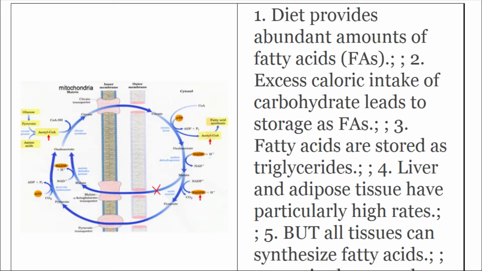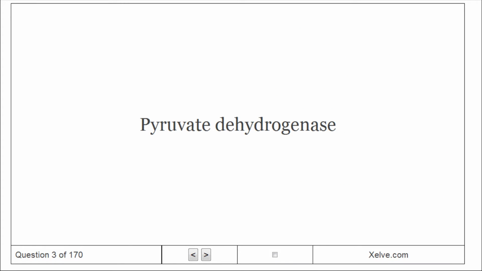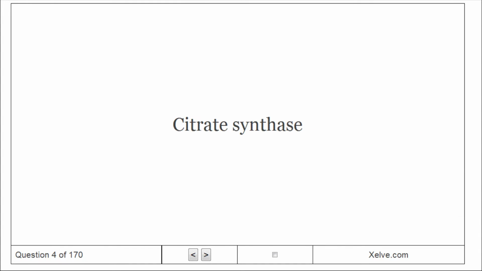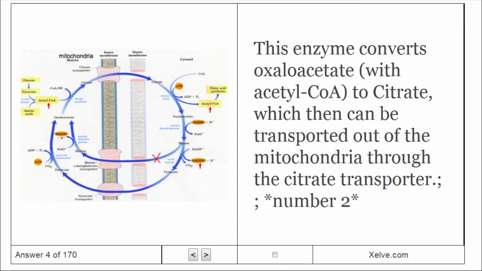Occurs in the cytosol. Requires NADPH. Pyruvate dehydrogenase: this enzyme converts pyruvate to acetyl-CoA. 1. Citrate synthase: this enzyme converts oxaloacetate to citrate, which then can be transported out of the mitochondria through the citrate transporter.